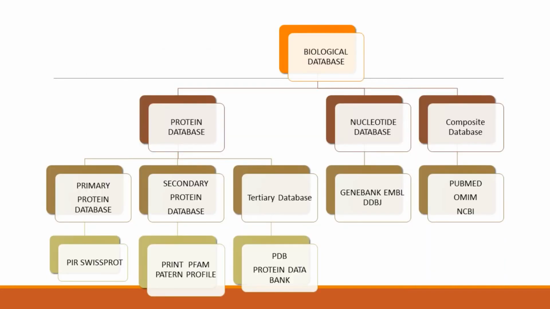In this slide you can see biological databases are classified into three different types: protein database, nucleotide database, and composite database. Protein databases are again classified into primary, secondary, and tertiary databases. And nucleotide databases include GenBank, EMBL, and DDBJ. Some composite databases like OMIM, NCBI, and PubMed are also available.